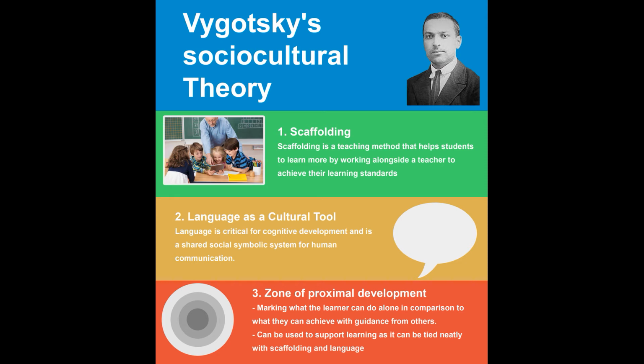Vygotsky's theory stated that language was the most important tool, as dialogue has an extremely important role in the development of thought. Vygotsky believed that thought and language are initially separate systems from the beginning of life, merging at around 3 years of age, producing verbal thought, aka inner speech. Language is critical for cognitive development and is a shared social symbolic system for human communication.